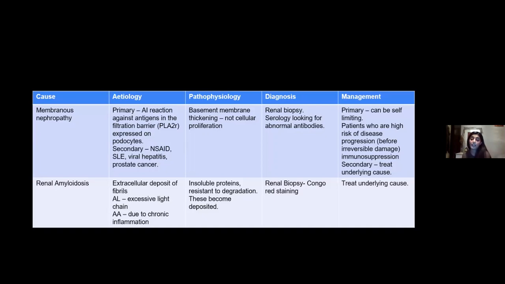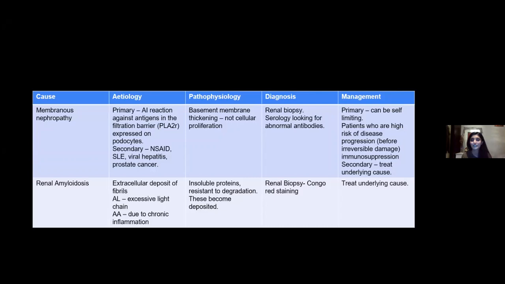Primary can be self-limiting. It can be nephrotic syndrome for a while, and then they kind of get over it. However, certain people are at higher risk of disease progression, and for these patients, we need to give them some kind of immunosuppression because they're not able to limit the disease themselves. So we're going to have to dampen their immune system, so that they can have no more nephropathy, no more autoantibodies attacking their glomerulus, and allow them to not have nephrotic syndrome.